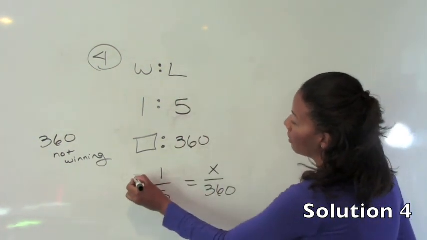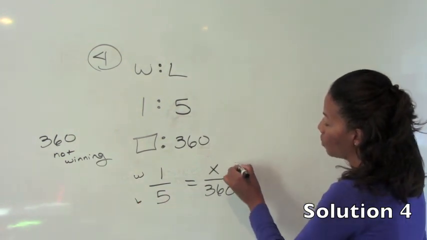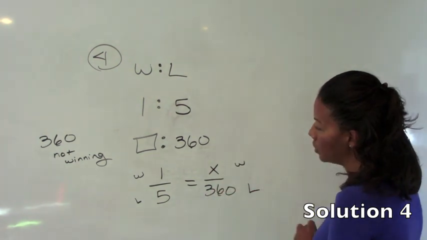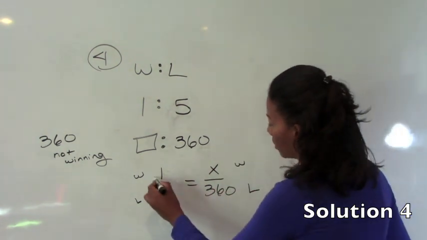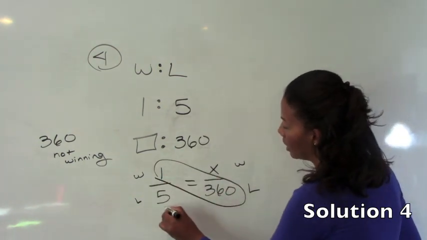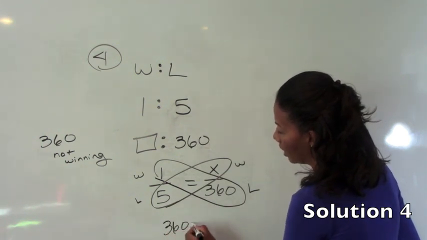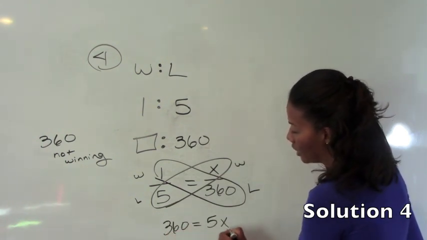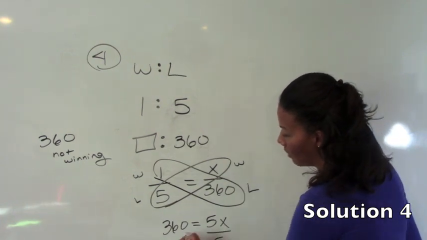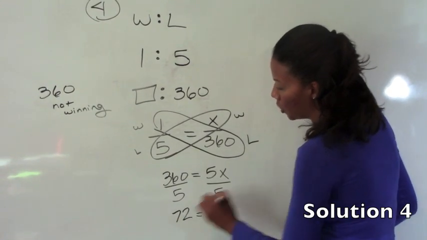X is no longer the total, which is why I erased it over here. Because 1 represents the part winning, 5 represents the part losing. So x represents winning, and 360 represents the losing tickets. So if you cross multiply, meaning multiply 360 times 1 and set it equal to 5 times x, you get 360 equals 5x. If you go ahead and solve for x, you have to divide both sides by 5. You get x equals 72.